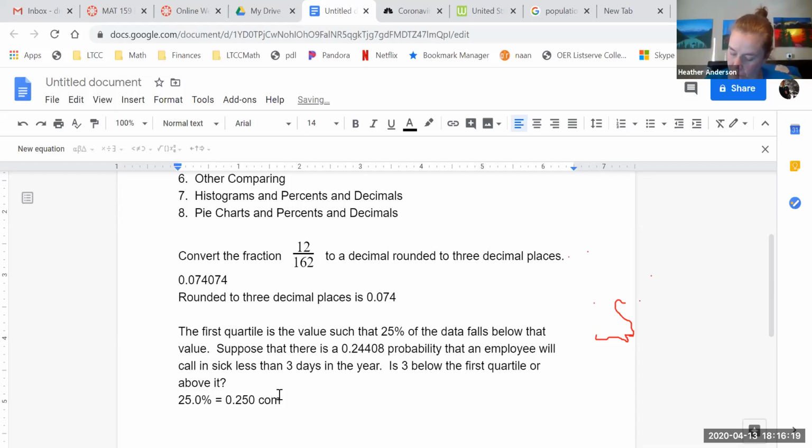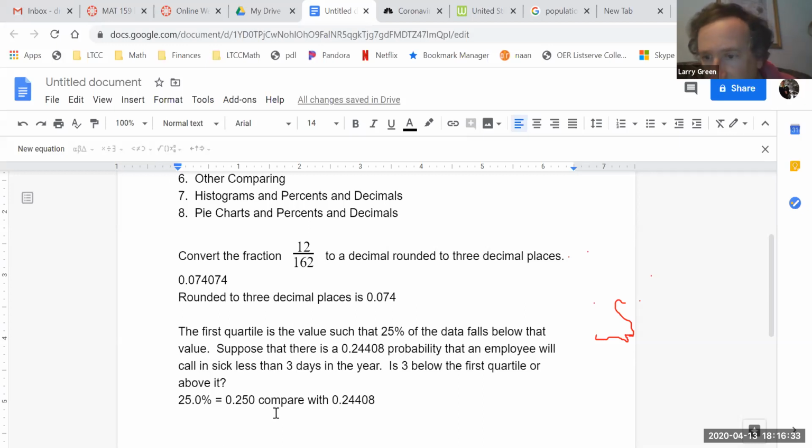And we want to compare it with 0.24408. Is that clear? Okay, so we're going to compare it with 0.24408. What is a quartile? Okay, so let me tell you. The first quartile means that 25% of the data falls below that value. So you actually don't have to know the word because it just tells you. Do you see?